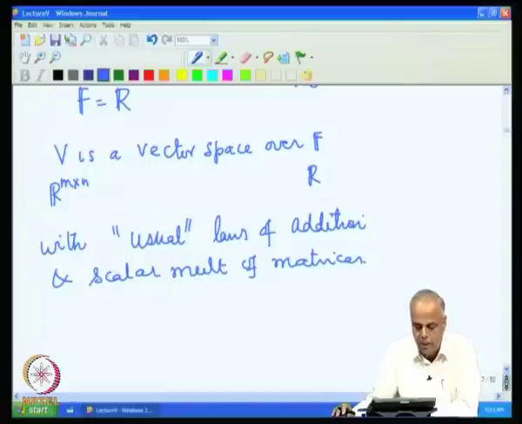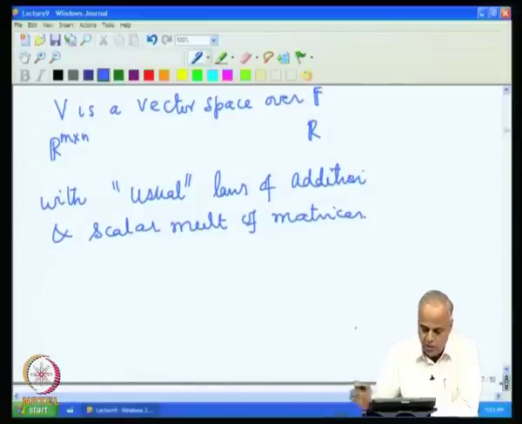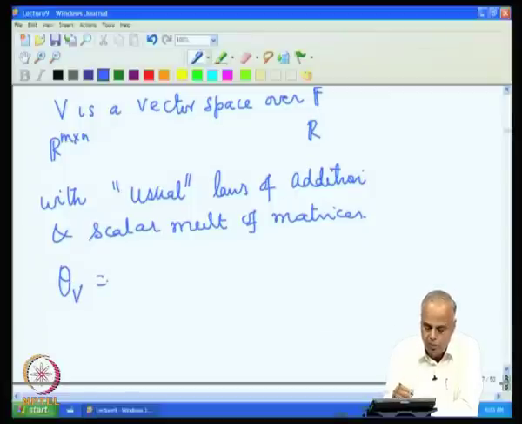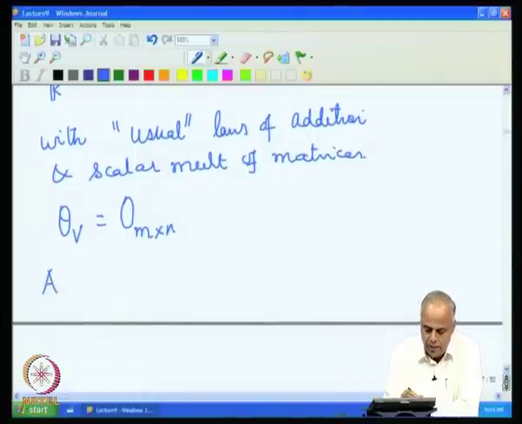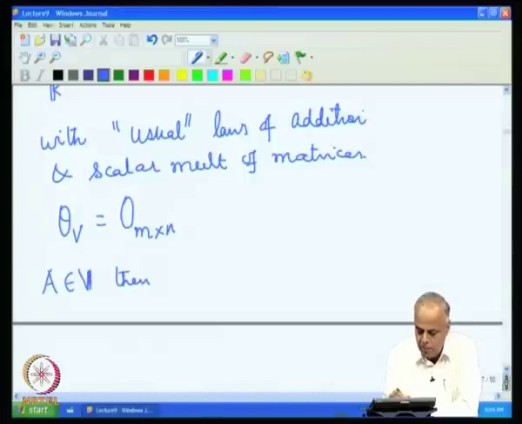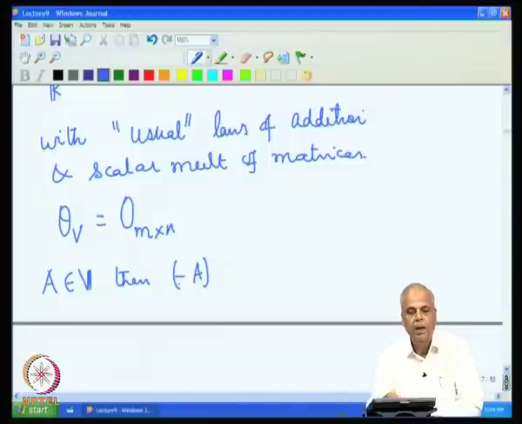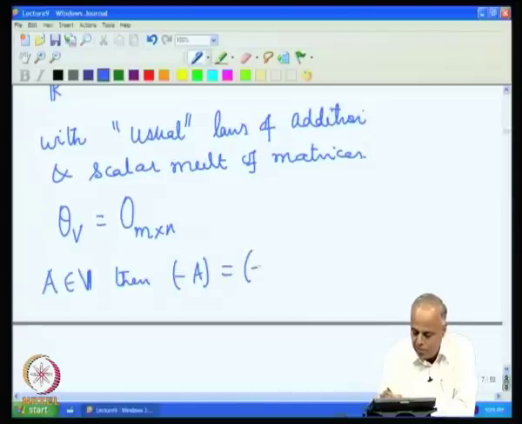So, we have the vector space of real matrices. What is the 0 element of this vector space? It is the 0 matrix with m rows and n columns. We will use this. So, in this vector space the 0 element is the 0 matrix, and if A is a matrix in this vector space, then what is minus A? Minus A is a matrix obtained from A by taking the negative of each element. So, it is minus A_ij, 1 less than equal to i less than equal to m, 1 less than equal to j less than equal to n.